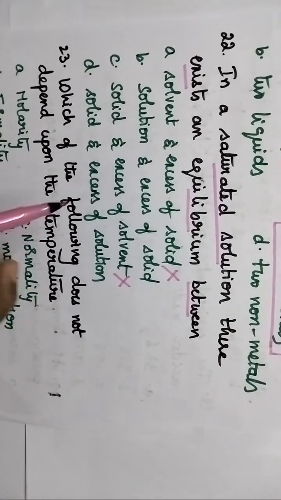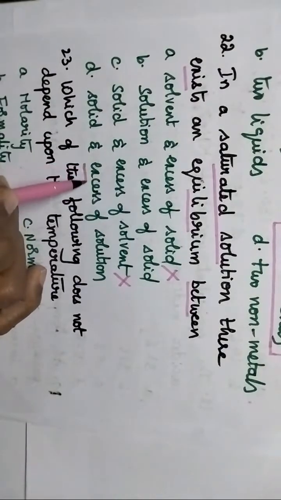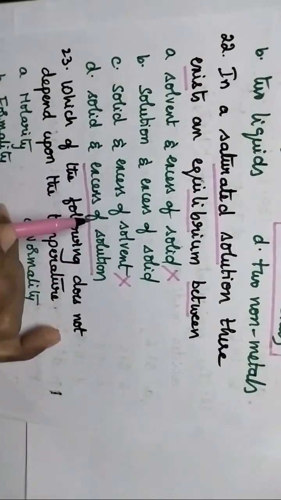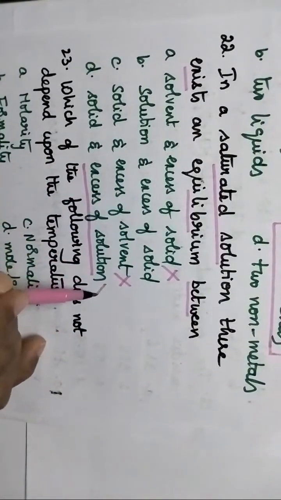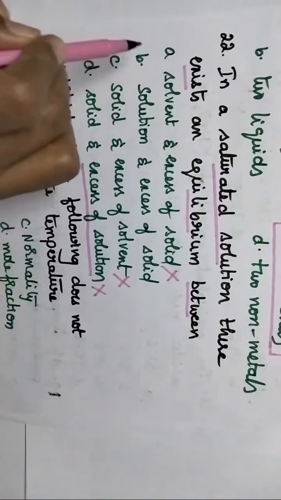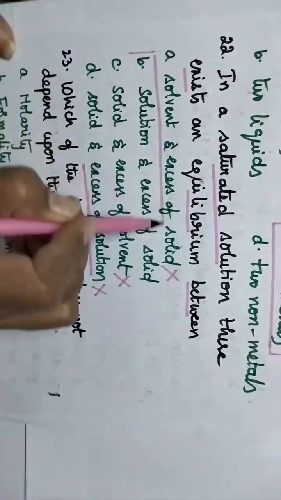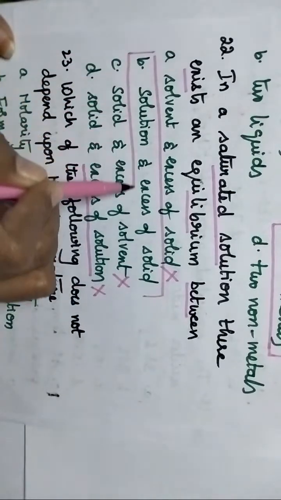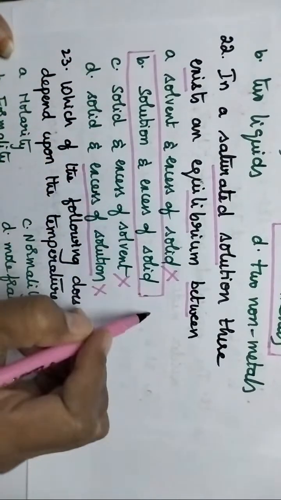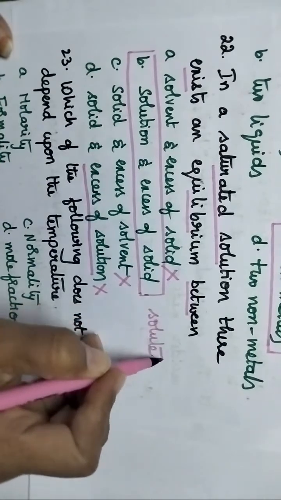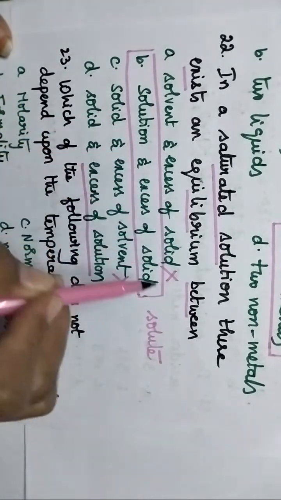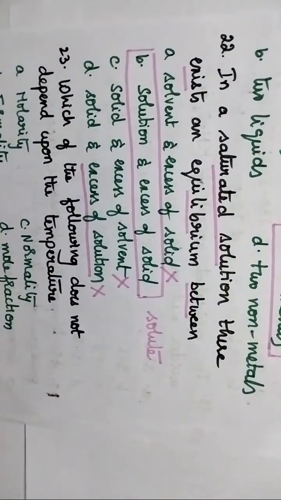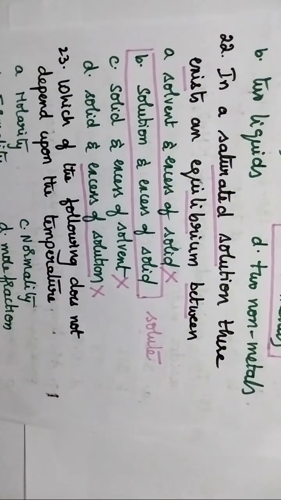Very good, Leela. There is no question of excess of solution. Excess of solid will be present, never excess of solution. That's why there always exists an equilibrium between solution and excess of solid. In other words, you can call it solute. So remember, in a saturated solution, there always exists an equilibrium between the solution and excess of solid or excess of solute. So option B is the right answer. Clear?